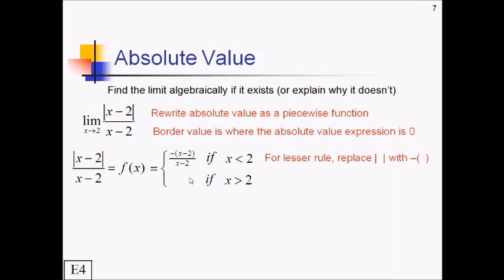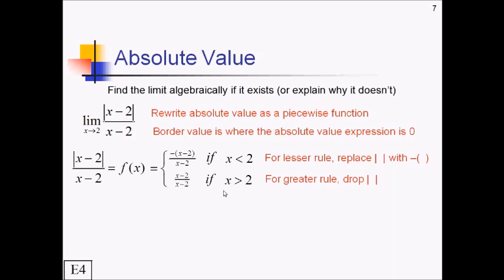So instead of writing this here, I'm going to write negative parentheses x minus 2 over x minus 2. Now for the other rule, this is a little bit easier because we just want to leave stuff the way it is if it's already positive. For this rule, we're just going to drop the absolute value. So for this one, we'll just write x minus 2 with no absolute value over x minus 2.